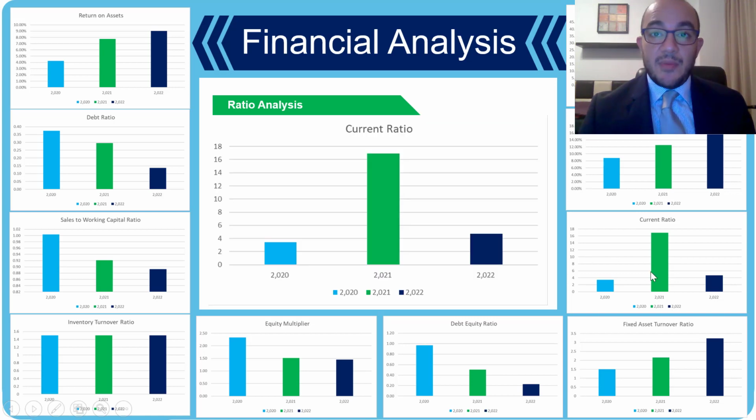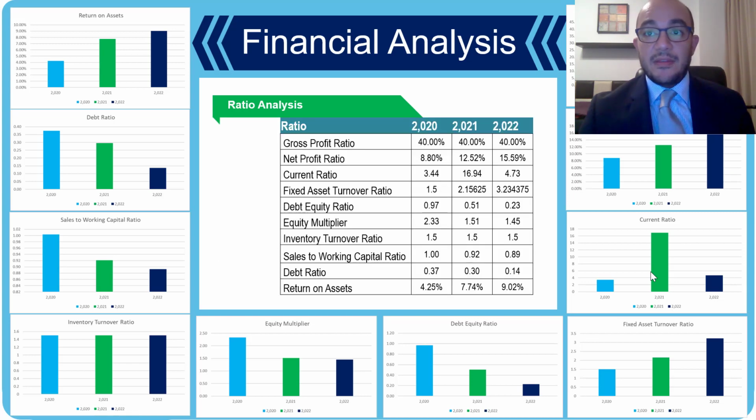The current ratio helps us to understand the liquidity position of the company, whether the company can pay its debt to creditors within a year or not. We can see here the current ratio is 3.44, 16.9, 4.7. It's always more than 1, which is good.